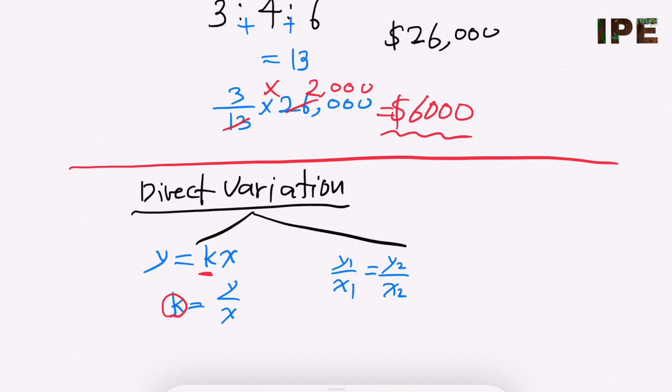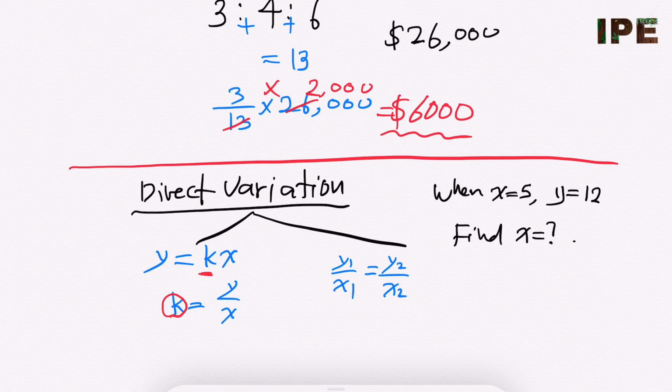So I'm going to give you this: if y is directly proportional to x, and when x equals 5, y was 12. Then find the value of x when y is equal to 3. I want to use both ways.